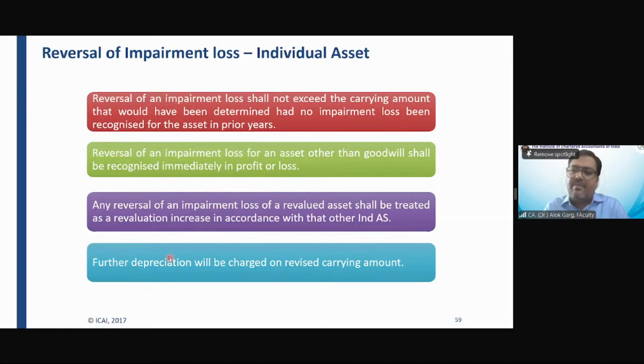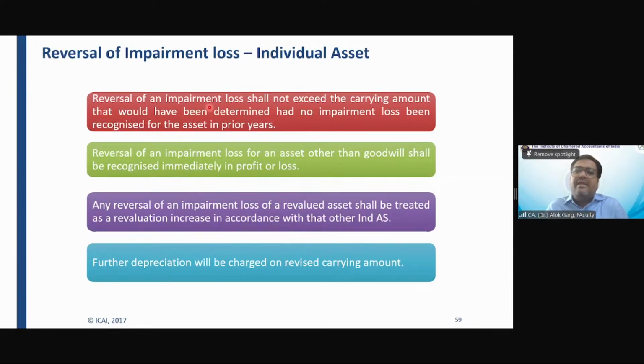Okay, understood. Sir, what would be the quantum of reversal of impairment loss? Is it exactly the same? The amount which we have debited as an impairment loss, can we reverse the entire amount? The answer is no. The standard says that you need to compare your recoverable value and your carrying value had the asset never been impaired. That would be your reversal of impairment loss.